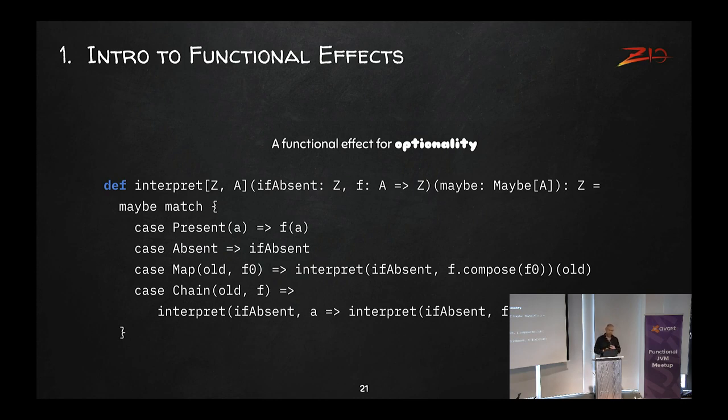If the case is map, then it interprets the thing that's being mapped and then composes the mapper function together with the f function and passes along the if absent default value. And then finally, in the case of chain, it's another relatively straightforward recursion that just passes things along, drills down into the inner data structure, and then maps the output by the f function.